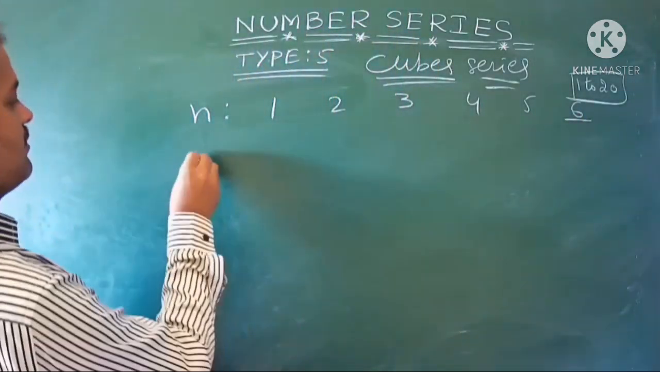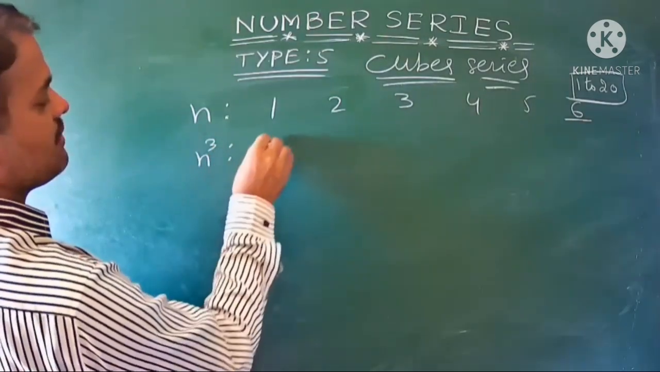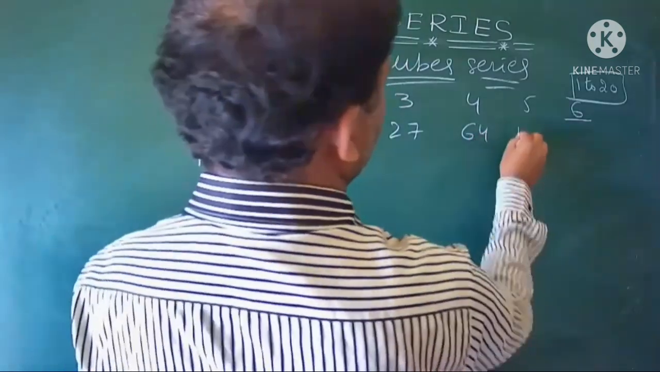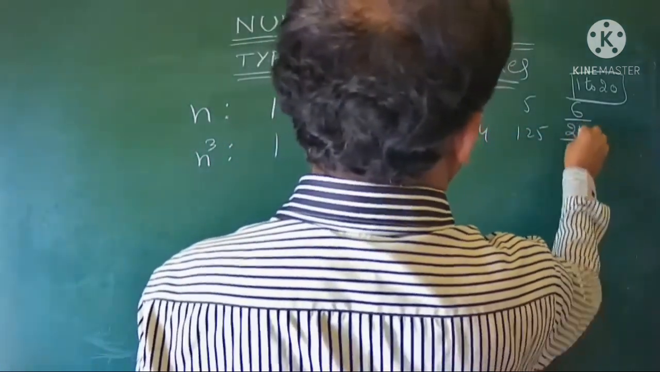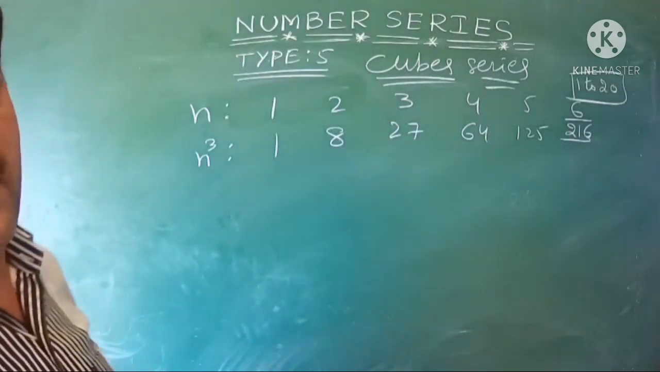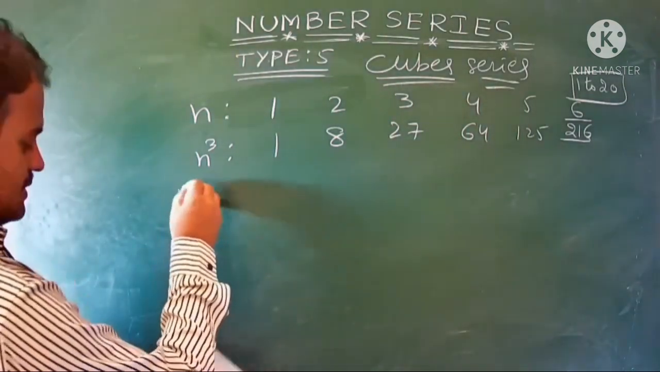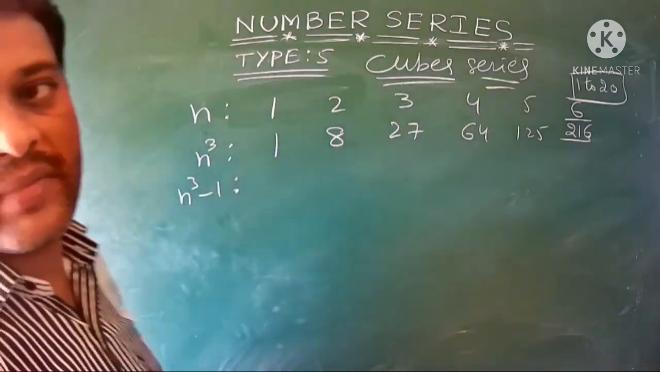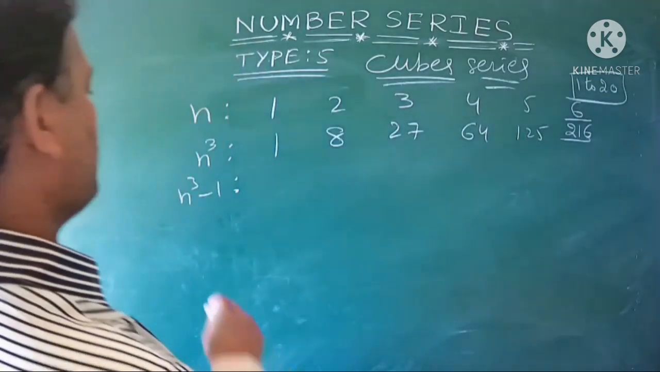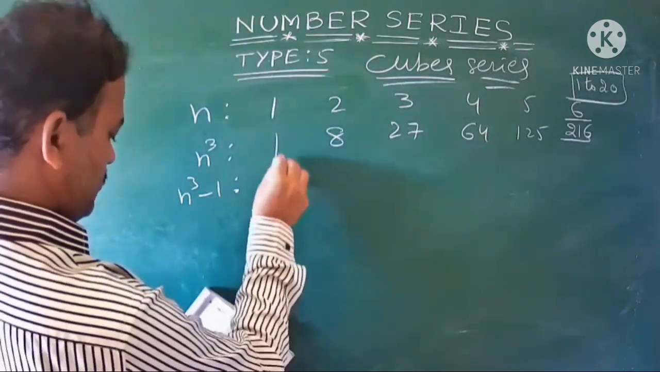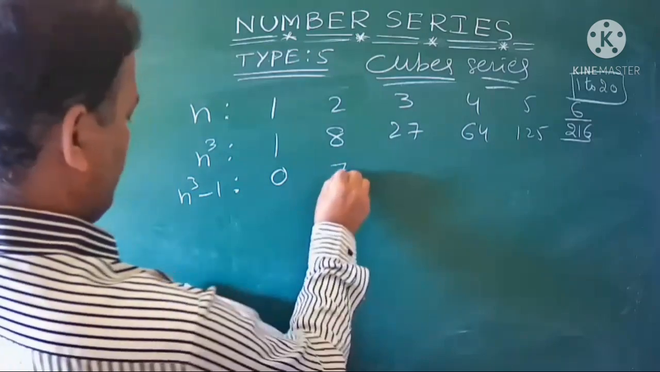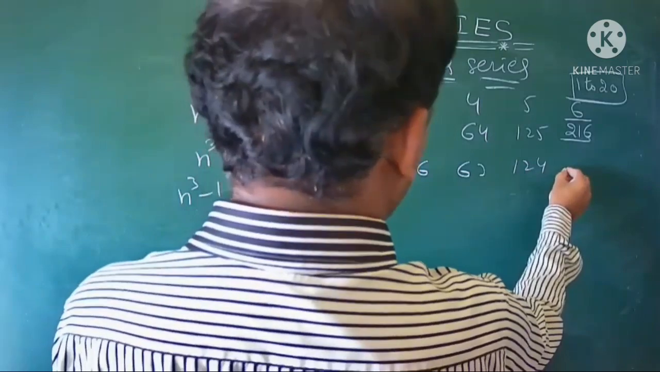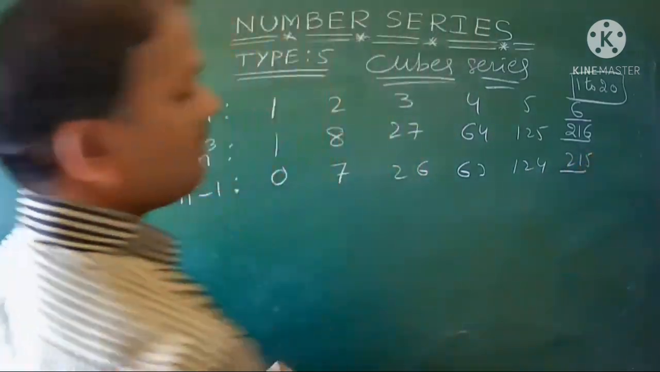Suppose I take the n cube relation: 1 cube is 1, 2 cube is 8, 3 cube is 27, 64, 125. Next 216 will come. Similarly, the next relation is n cube minus 1. 1 cube minus 1 means 0, then 7, 26, 63, 124, and the next is 215.